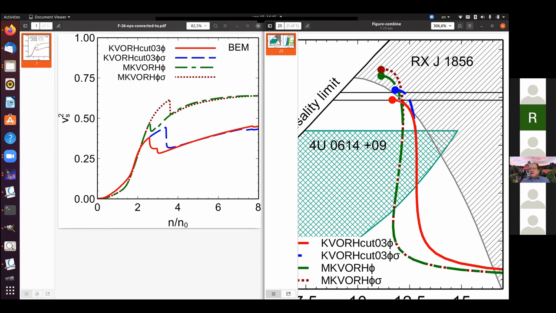But so Alexei, you want to comment on this? So you see here a speed of sound, which for the blue example, I think is somewhere here 0.33. So we have a speed of sound below the conformal limit. It rises to 0.4 and then, with the appearance of hyperons, goes down, maybe reaching 0.35 at 8 saturation densities.